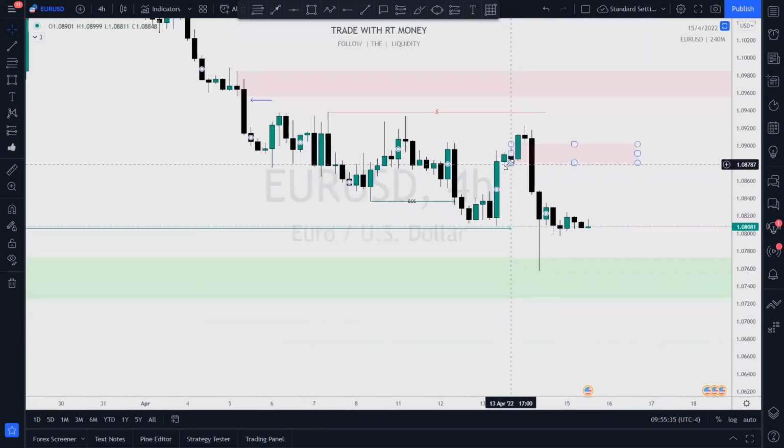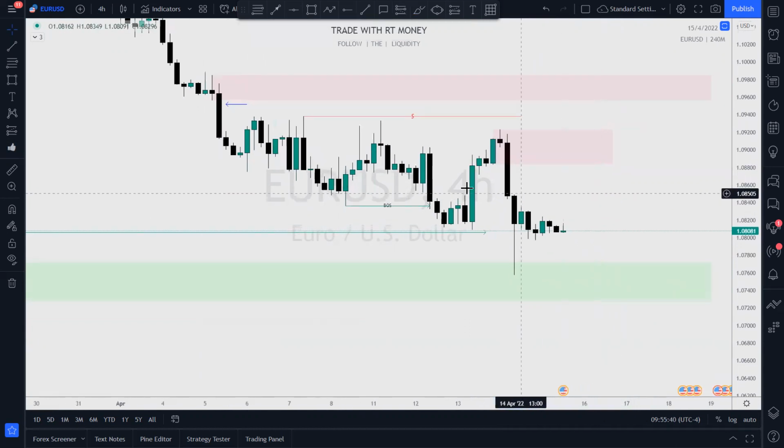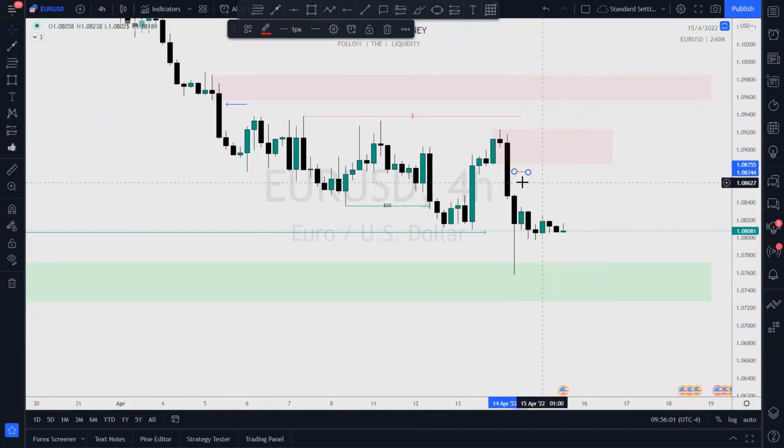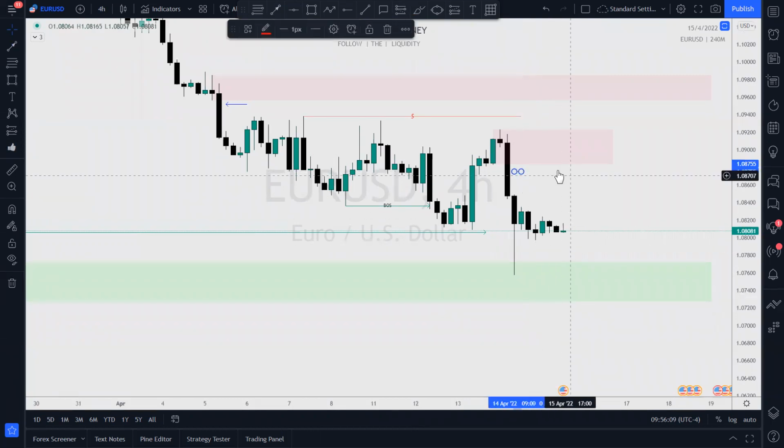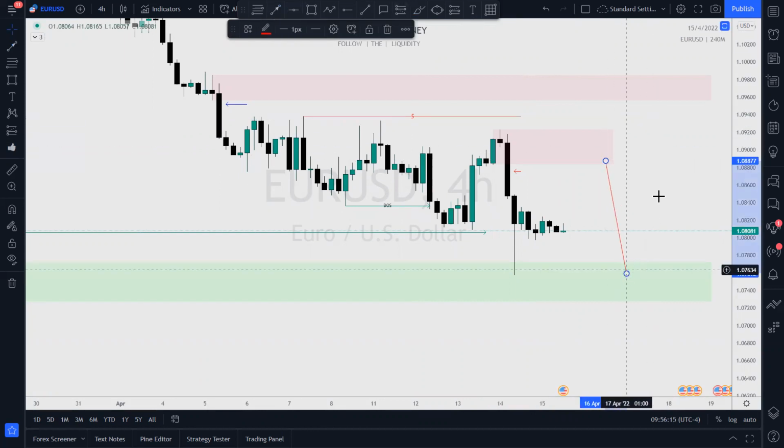Ultimately, this whole zone is on my list, because not only does it contain a breaker, but it also contains an unmitigated, imbalanced zone of supply. I don't know what just happened there. Let me get rid of that. All right. So if price does come back up here, this is going to be one of the areas, a POI that I'm going to watch with great interest, because I expect price to react bearishly.